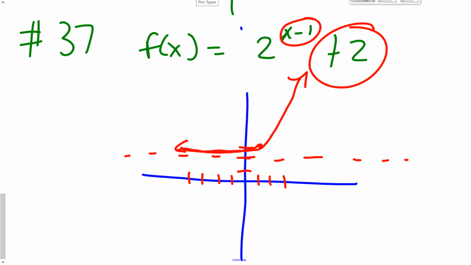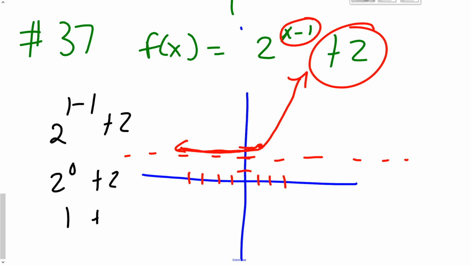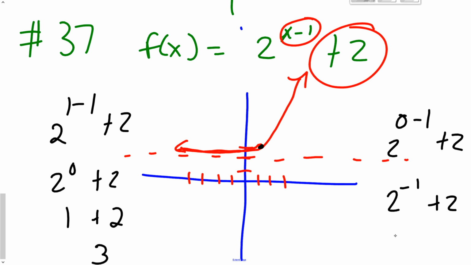But again, you could plug in numbers. Say if I plug in 1, what's 1 minus 1? That's 0. 2 to the 0 would be 1. 1 plus 2 is 3. Isn't this point right here 3? Y value of 3, 1, 2, 3. Yep. I could plug in 0. 0 minus 1 is -1. And 2 to the -1 is 1/2. 1/2 plus 2 is 2.5. So at 0 we're at 2.5, which is right there. All right, so there's my graph. All done.